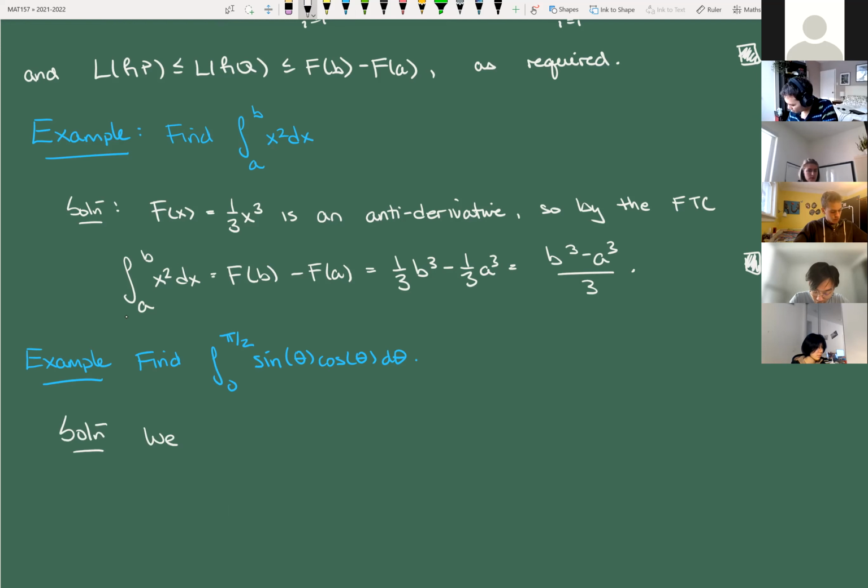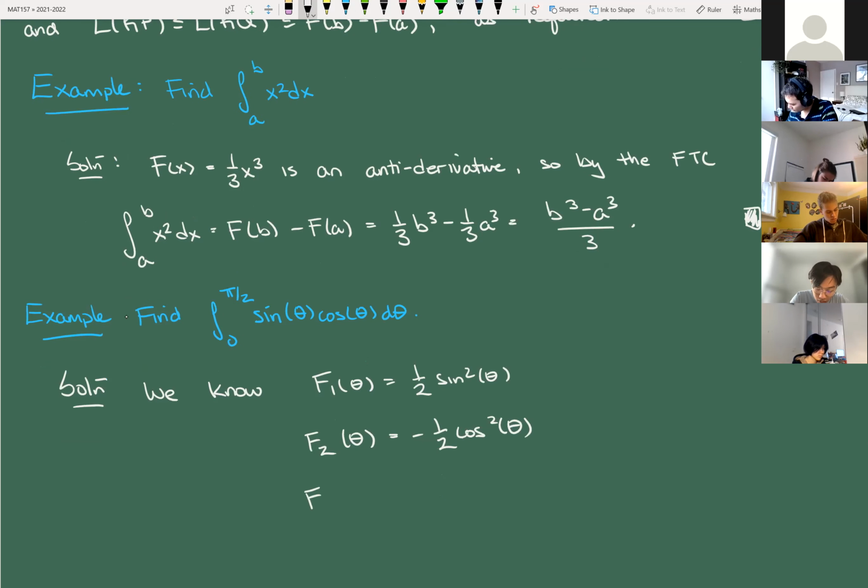So we know, I'm going to call them F1 theta. It's 1/2 sine squared theta. F2 theta is -1/2 cosine squared. And then what was the last? It was like -1/4, I think this is the other one, right? Cosine 2 theta. So we know these are all antiderivatives because we checked this on Thursday.